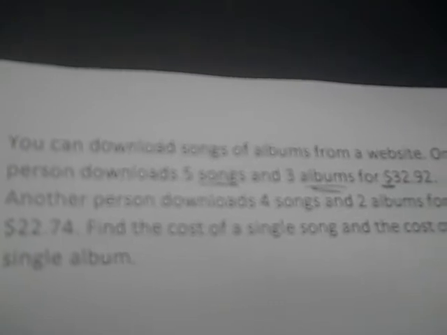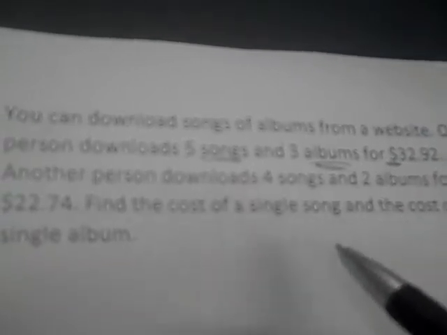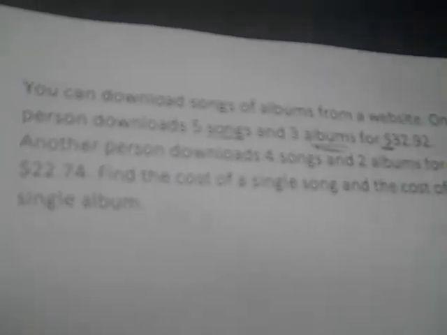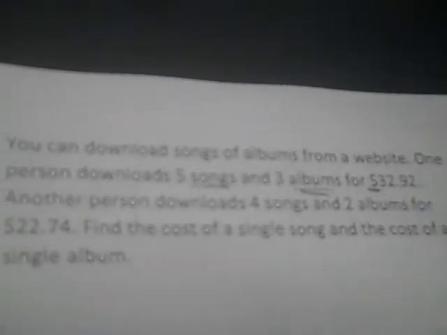Okay, all these are 3-unit problems. They all have 3 units underlined. You can download songs or albums from a website. One person downloads 5 songs and 3 albums for $32.92. Another person is going to download 4 songs and 2 albums for a total cost of $22.74. Find the cost of a single song and the cost of a single album. Now, this is what you did yesterday, and you did very well with it, but I want you to just practice setting up tables from different problems, because we've done all of them, but not all in the same packet.